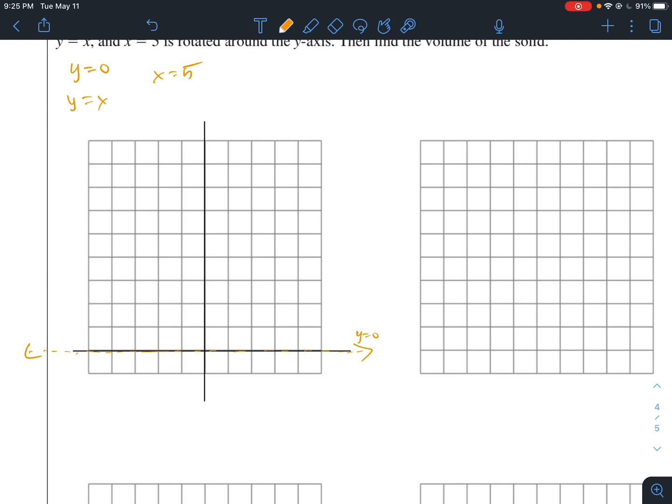Okay, and then y equals x, well, we know that's just going to be a sloped line, going through 1, 2, 3, 4, 5. Okay, and then for x equals 5, so this is 5 on the x-axis, so this right here will be the line x equals 5. And then again for the line y equals x, that's just going to be a sloped line like so. Okay, so this is the line y equals x.